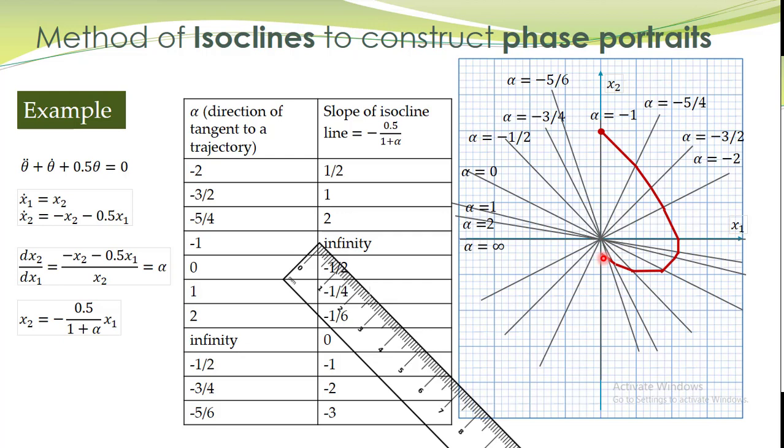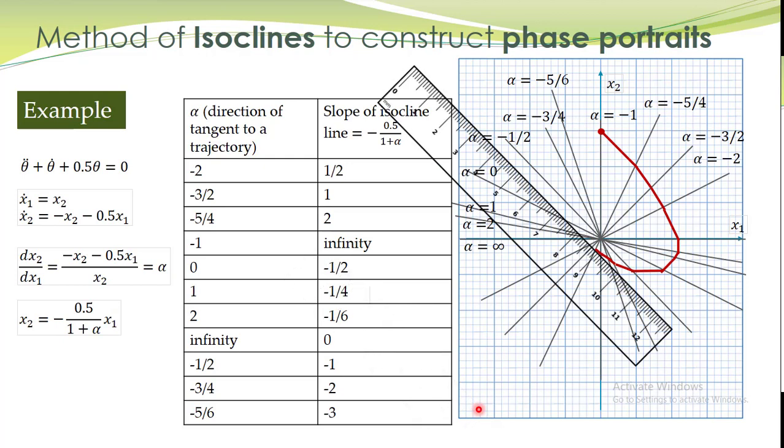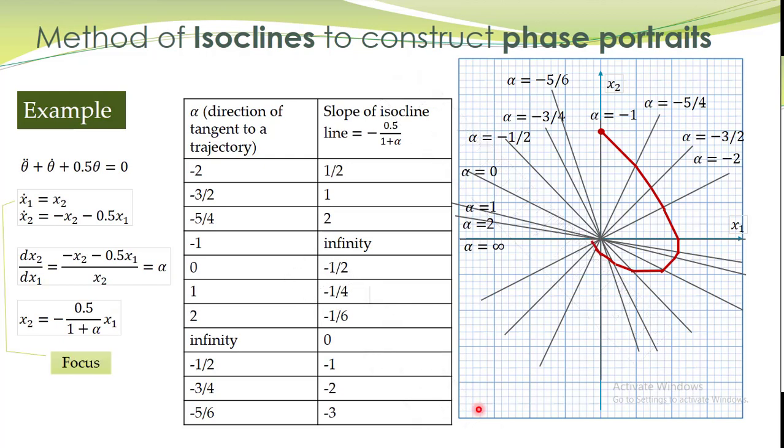For example, on this isocline, what is slope? Slope of trajectories is equal to minus 1. This scale has a slope equal to minus 1, and then move it over here and draw the lines. So you complete it. So this is a rough sketch of phase portrait. It is not a smooth curve. However, by looking at this graph, you are able to qualitatively describe the behavior of this system.